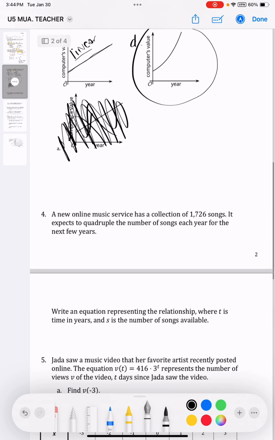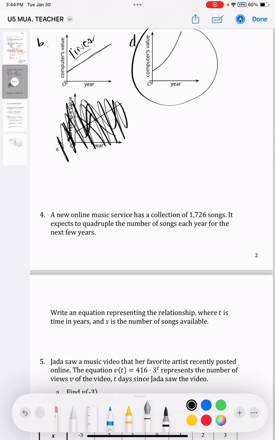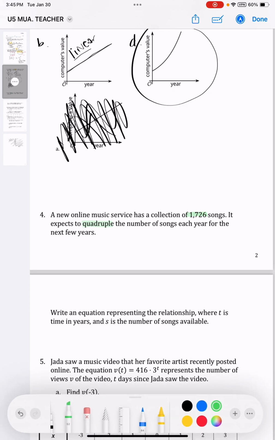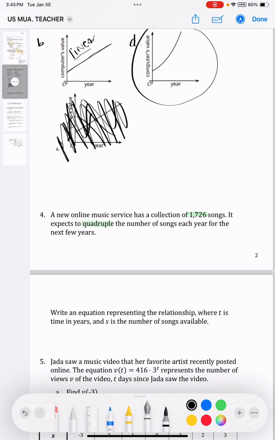All right, number 4. A new online music service has a collection of 1,726 songs. It expects to quadruple the number of songs each year for the next few years. So again, let's go ahead and annotate and pick apart what information we're going to use to solve our problem. So the first piece of valuable information within this is the fact that we are starting with 1,726 songs. And we also know that the number of songs is quadrupling. And we know that that means it's being multiplied by 4. Quadruplets is 4 kids. So 4.